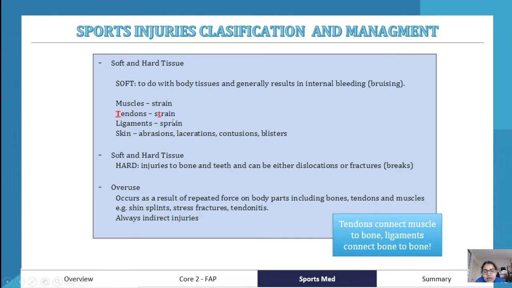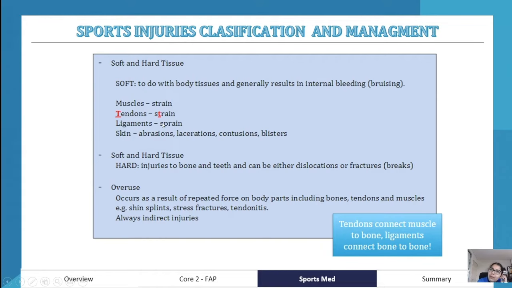Injury to tendons. Okay, sorry, I confused myself there for a second because I thought I may have done a typo, but no, both are strains. So muscle and tendon injuries are strains. However, injuries to the ligaments are called sprains, and then skin injuries can be classified as abrasions, lacerations, contusions, and blisters. So remember, the tendons connect muscles to bones.